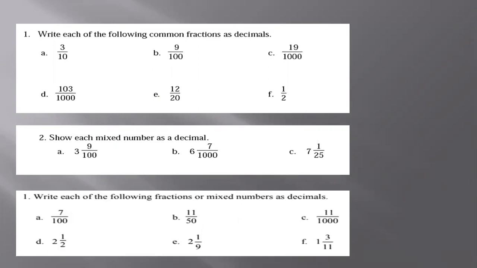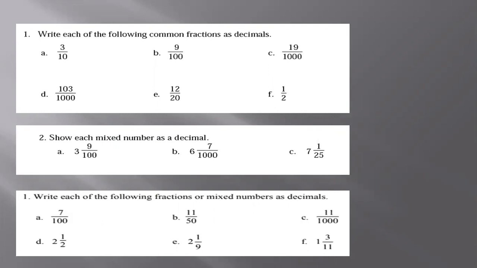Show each mixed number as a decimal. 3 and 9 over 100 equals 3.09. 6 and 7 over 1,000 equals 6.007. And 7 and 1 over 25 does not equal 7.1, because a lot of students will do that. A lot of students will say it equals 7.125.